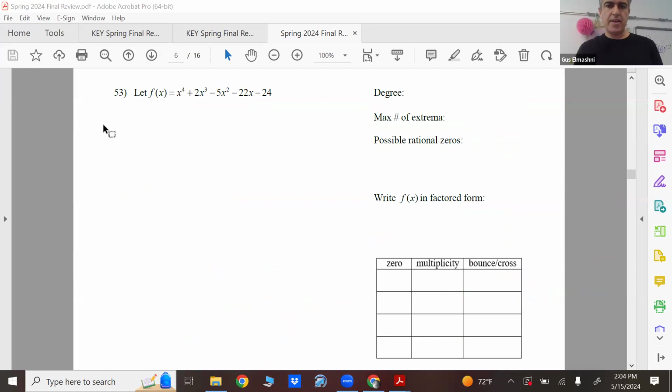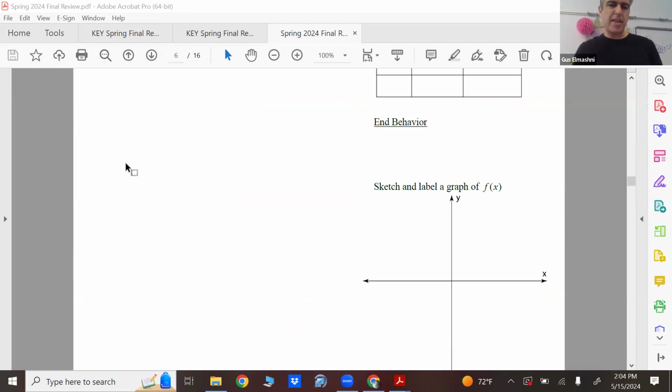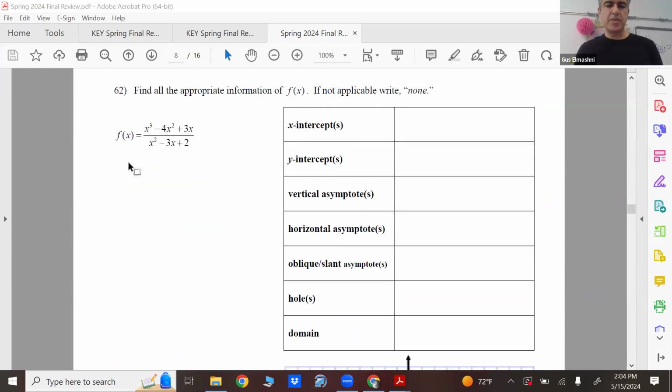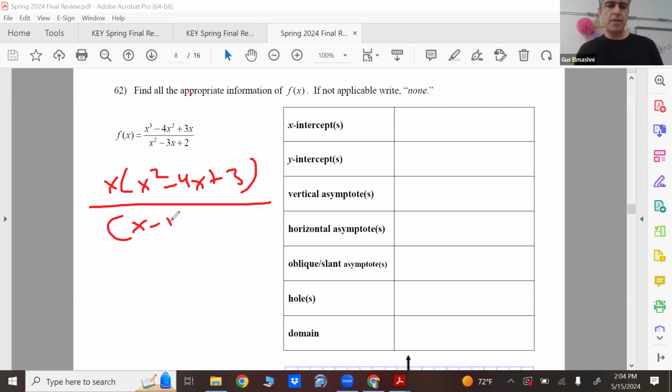Actually, I'm not sure if I'll ask you to sketch something like that. I don't think we'll do that one. Let's do this one instead. I like this one better. Okay, factor on x. X squared minus 4x plus 3. X minus 1, x minus 3.